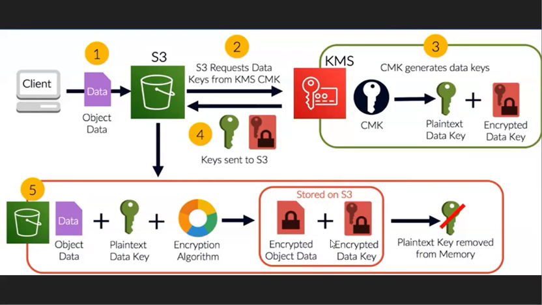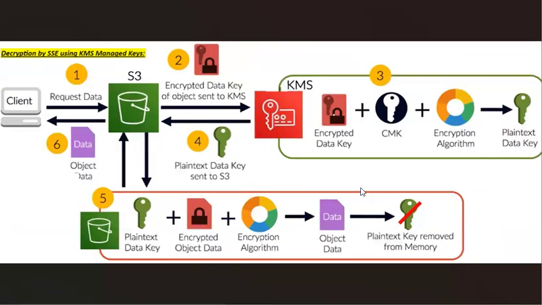Now what do we have at S3? We have the encrypted object data as well as an encrypted data key. Now let's say the customer wants to read the object data. The customer requests S3. Then how does decryption happen?